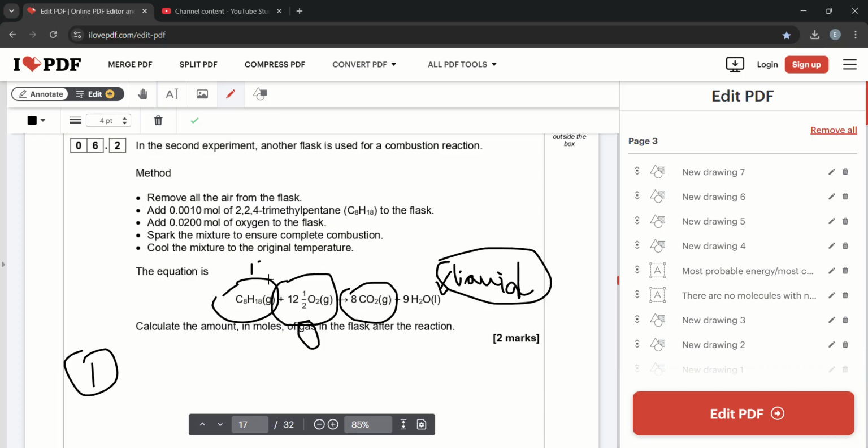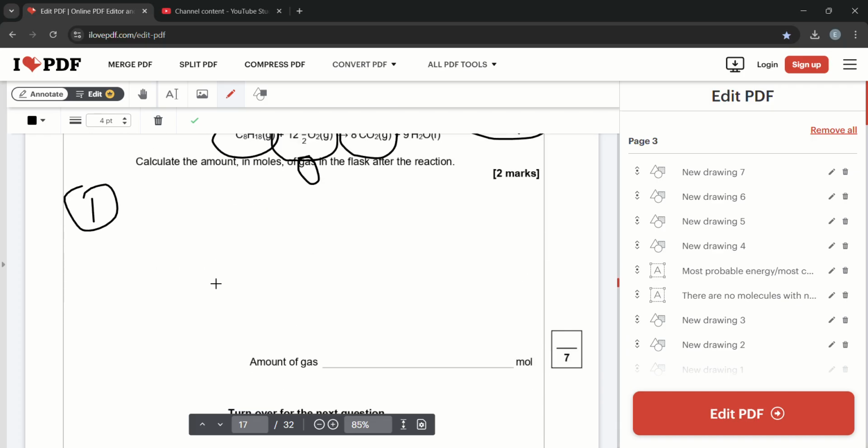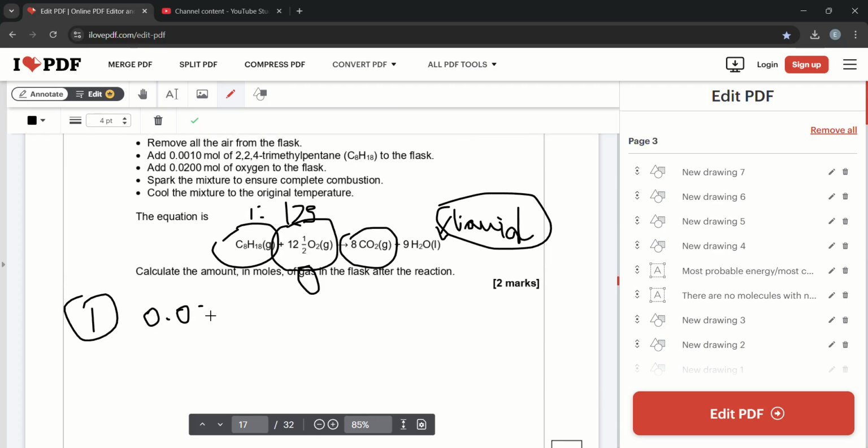Well, it's a 1 to 12.5 ratio, and if we have this many moles of C8H18, how much oxygen should we have? It should be 0.0010 times 12.5, which is 0.0125. How many moles of oxygen is actually added? 0.0200. So we're going to do 0.0200 minus 0.0125 to give me 0.0075, 7.5 times 10 to the power minus 3 moles of O2.